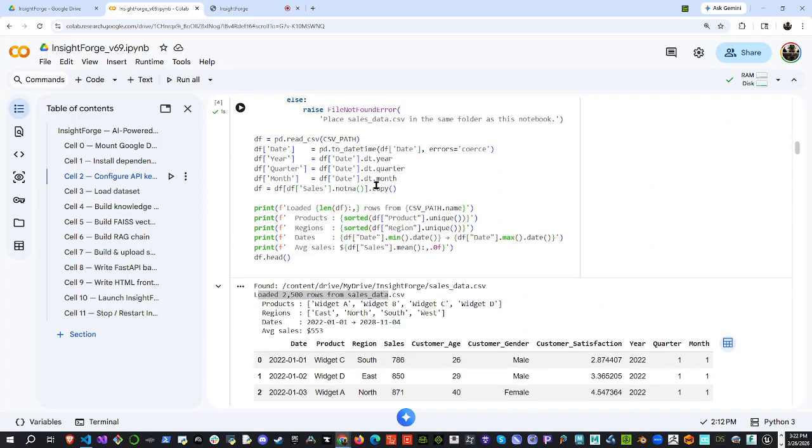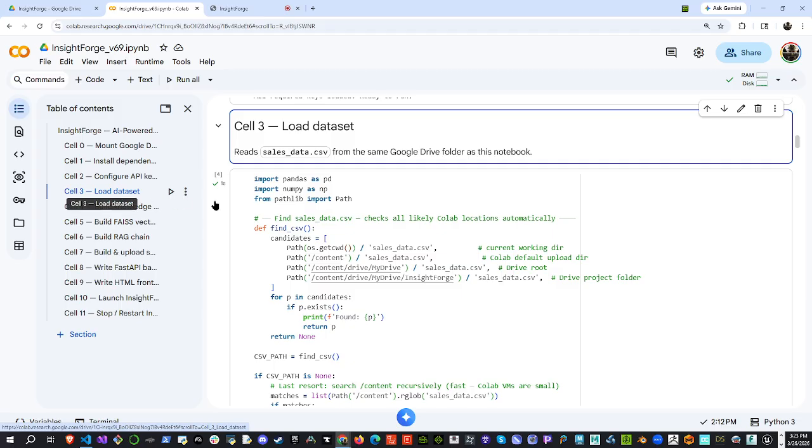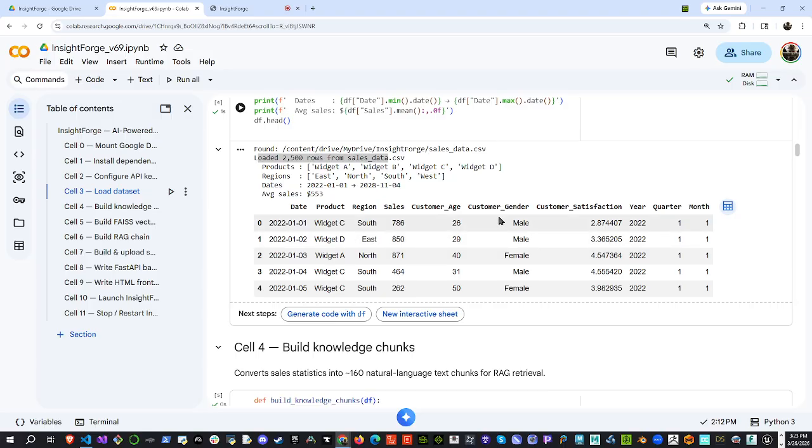And then let me go back up. I went past cell 3 layout. Yeah, let me go to cell 3. This is loading the data set. This is the file that we were originally provided to start this whole thing off, sales data.csv. It's from the same Google Drive folder as my notebook. So it automatically pulls from that and loads it up, and we'll see a visualization of it here. This is the 2,500 rows, and it was in 7 columns in the CSV format.